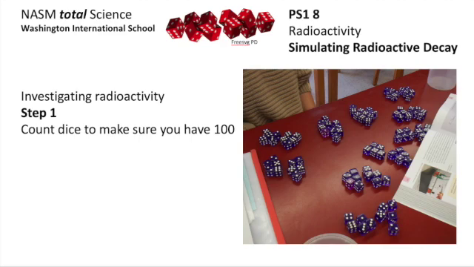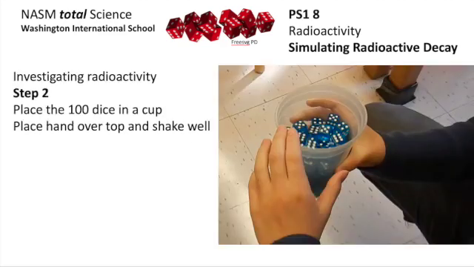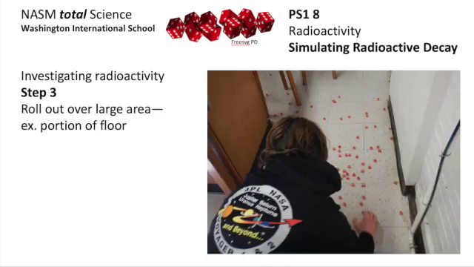Make sure that you have exactly 100. Place it in a cup a bit larger than the contents of the dice. Put your hand over and shake well. Then you're going to scatter the dice on a large area, for example, a portion of the floor.